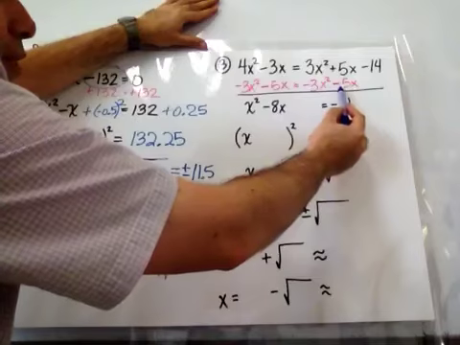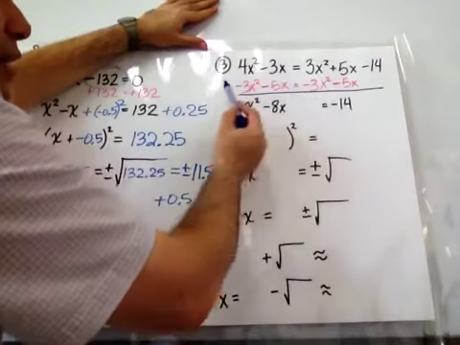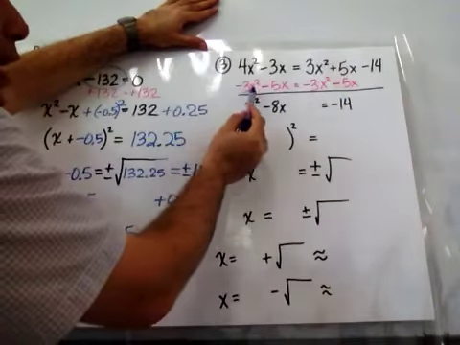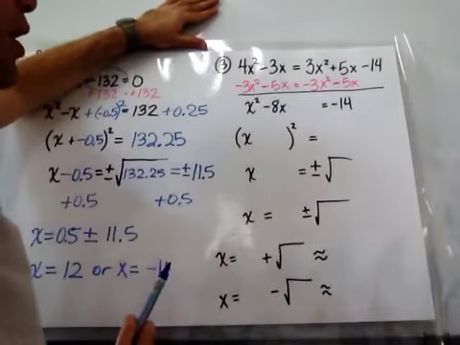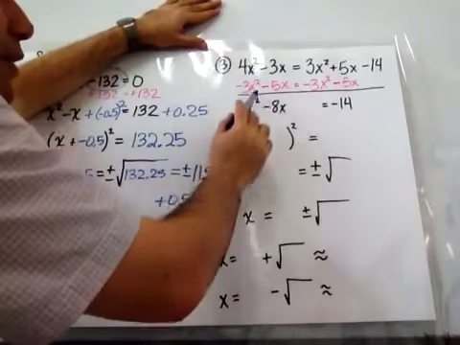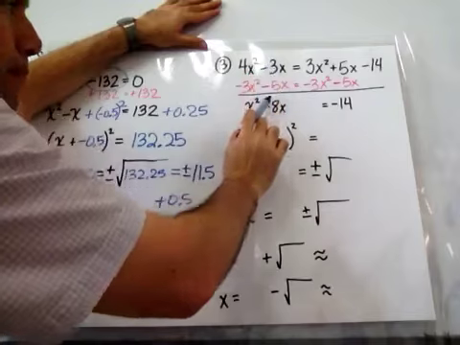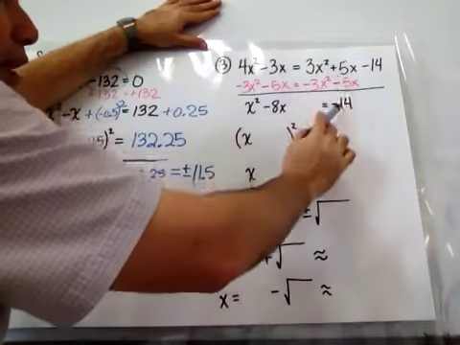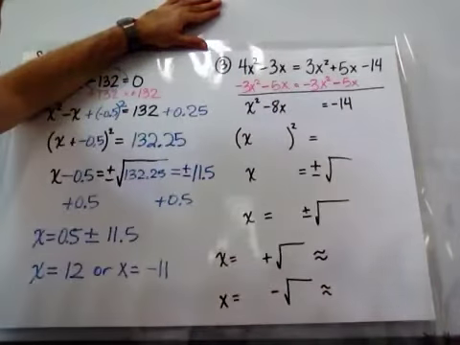Subtract 3x squared, subtract 5x. On the other side of the equal, you do the same thing. Subtract 3x squared, subtract 5x. That is 4x squared minus 3x squared. It's x squared minus 8x. And on this side, we just have the negative 14.